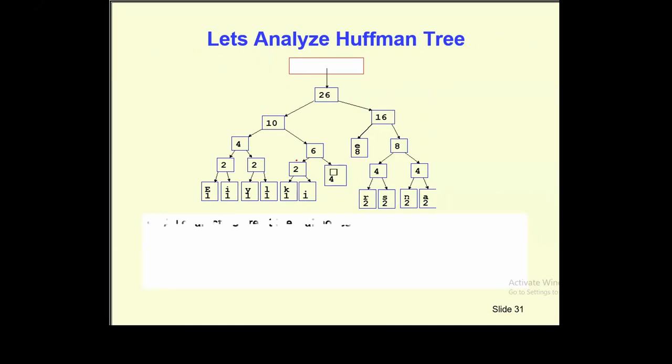So now let's analyze this particular tree. All the characters are at the leaf nodes. You can see here, this is a leaf node, leaf node, leaf node. These are the leaf nodes. This is a leaf node and this is a leaf node. So in the case of a created Huffman tree, all the characters will be at the leaf nodes. First thing is this. Next thing, the number at the root is the number of characters in the file, that is 26.